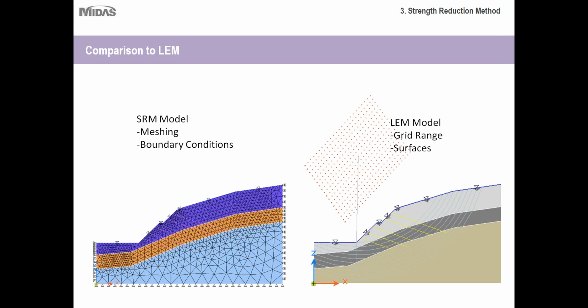Okay, and also the way that the models are created is very different. So with the strength reduction method, what you'd have to do is create a set of finite elements or mesh sets. As you can see, there are three levels here, three soil strata, and triangular elements are used. And as you go closer to the face of the slope, the size of the elements decreases. So there's more elements, but the elements themselves are smaller.